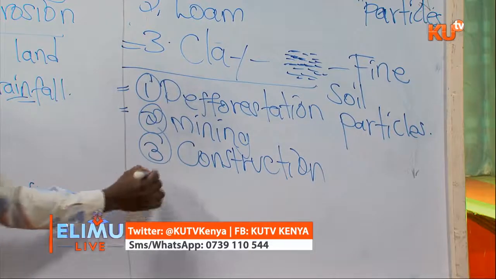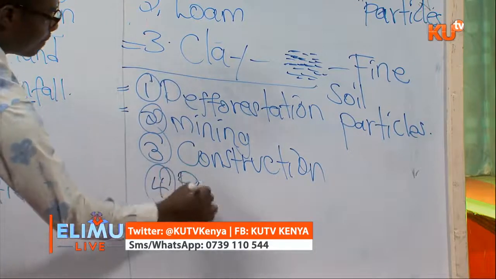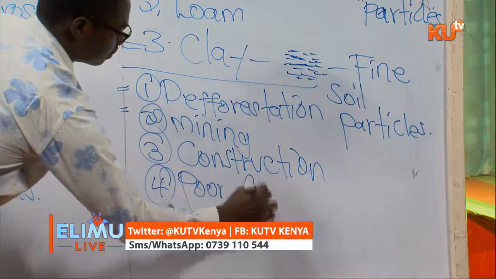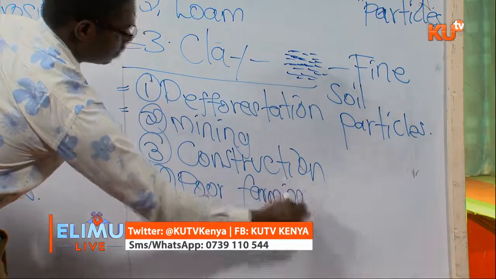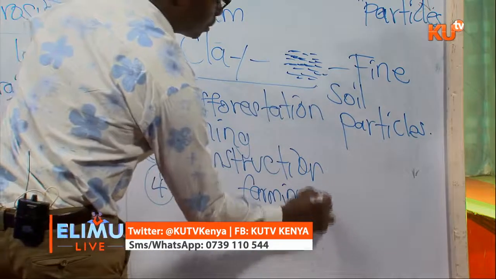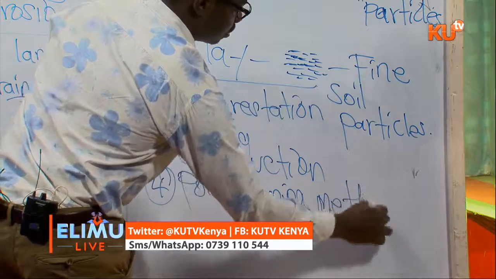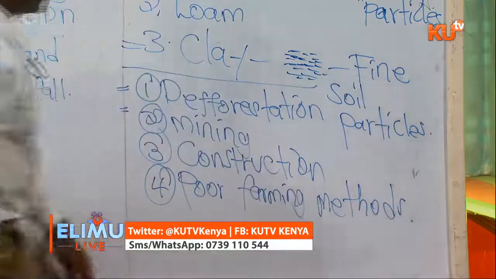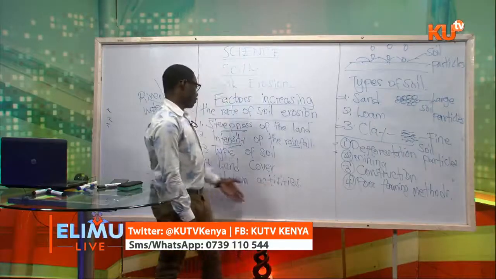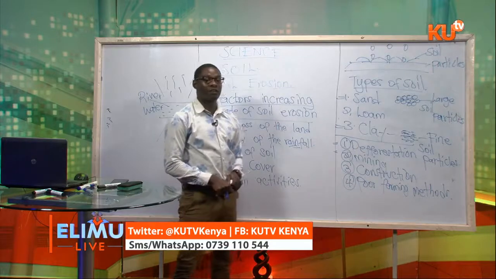And four, we can have poor farming methods. So these are some of the few human activities that can increase soil erosion.